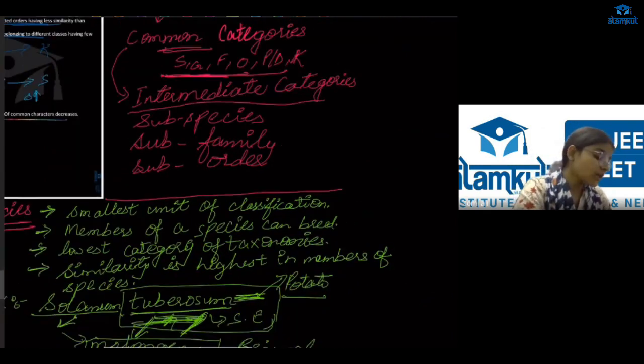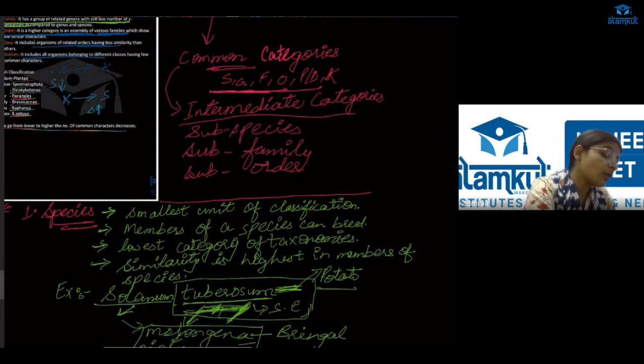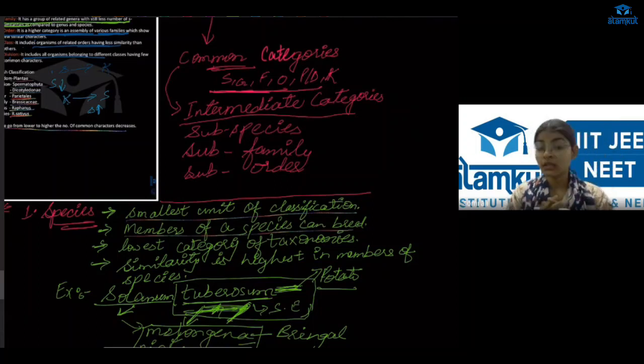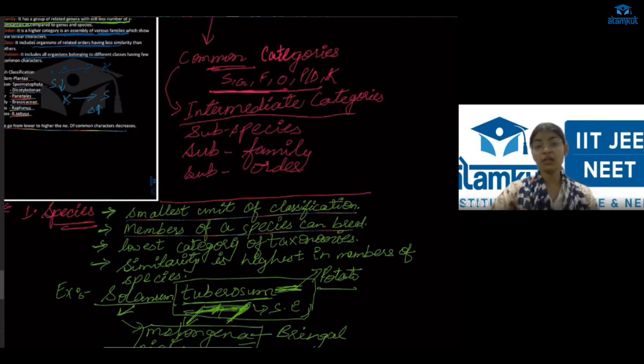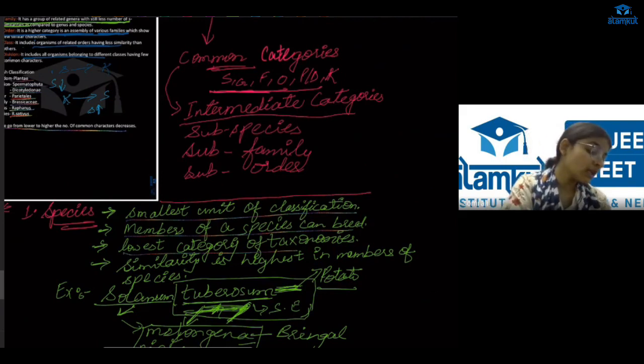Okay, now species, I have already told you, is the smallest unit of classification, and members of a species can breed, means since they are very closely interrelated with each other, they can populate with one another and they can produce their own. Okay, reproduce the same being of their own. Now again, it is the lowest category, since it is in the lowest form of the taxonomical hierarchy, that is why it is the lowest taxonomical category also. Similarity is highest in the members of a species, already explained.